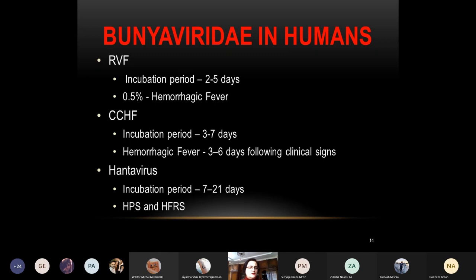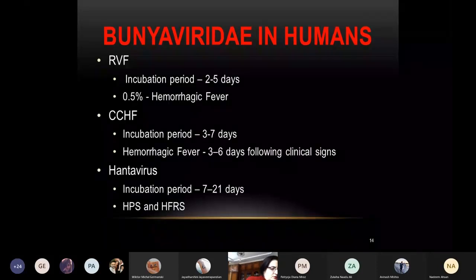Most human infections will occur 1 to 2 weeks following the appearance of abortion or disease in livestock. In contrast to Rift Valley fever, most humans infected with Crimean-Congo hemorrhagic fever will develop hemorrhagic fever. The incubation period for the disease is 3-7 days, and most patients will develop hemorrhagic fever 3 to 6 days following the onset of flu-like symptoms.